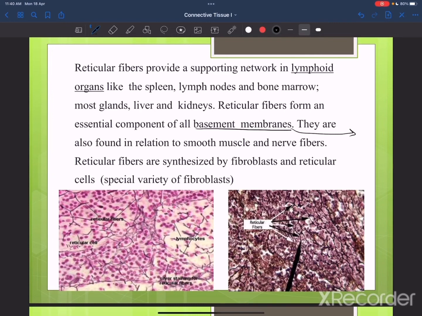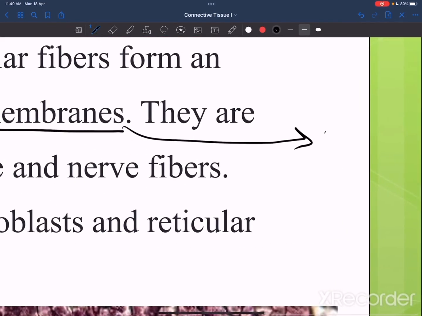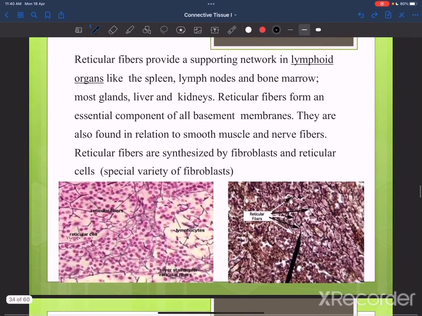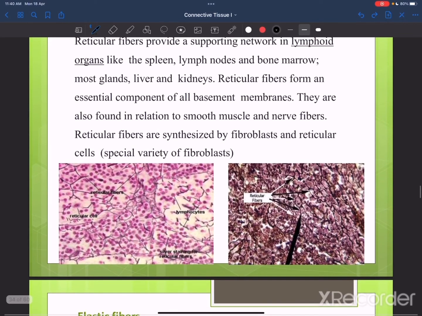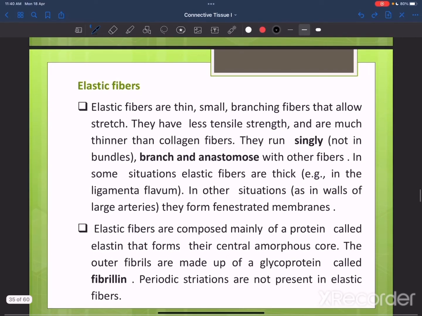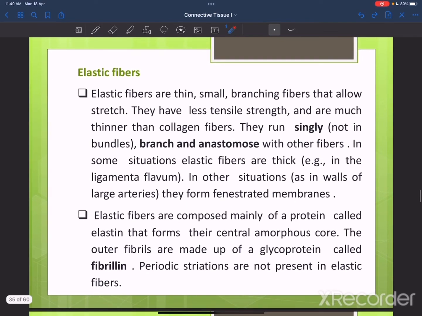So many type 4 basement membrane. Again, these two slides are of the lymphoid organs, so reticular fibers. Regarding the elastic fibers, they are thin, just like the reticular fibers, but much longer. They branch and meet each other, but not in the form of a network, as in the case of the reticular fibers.